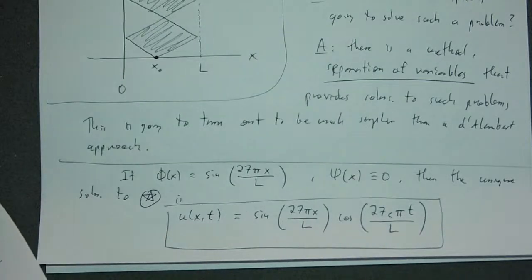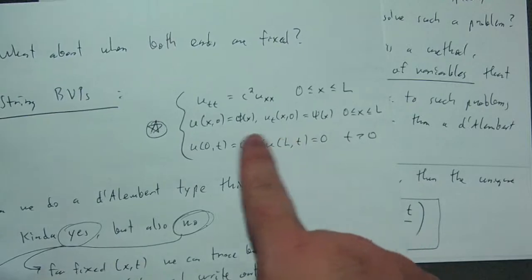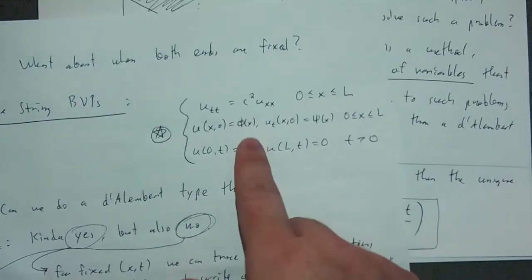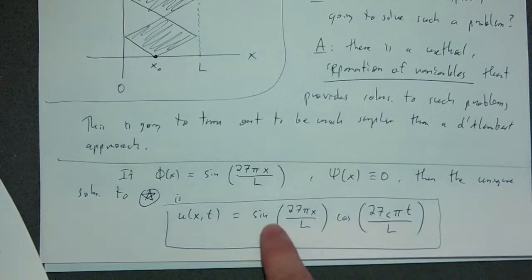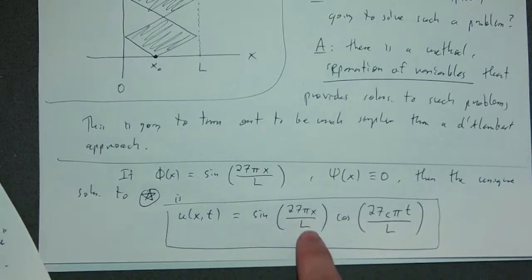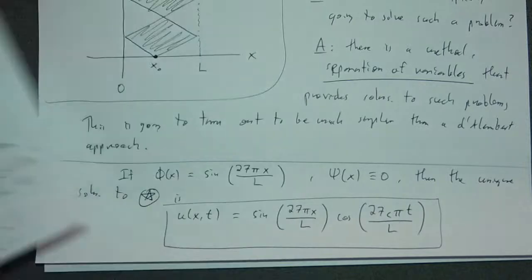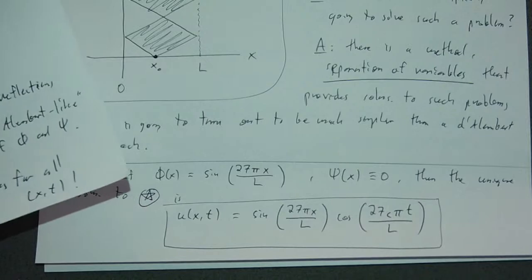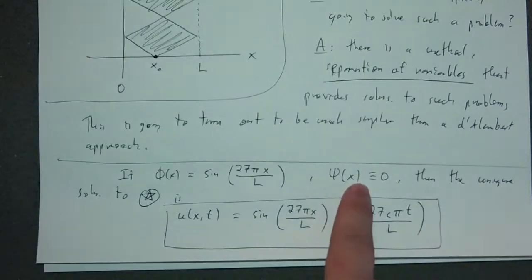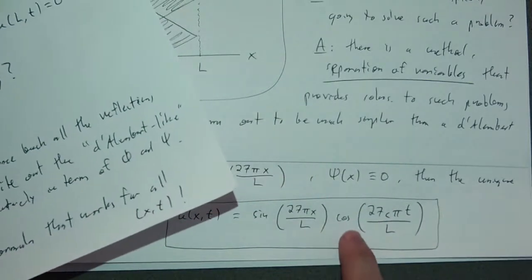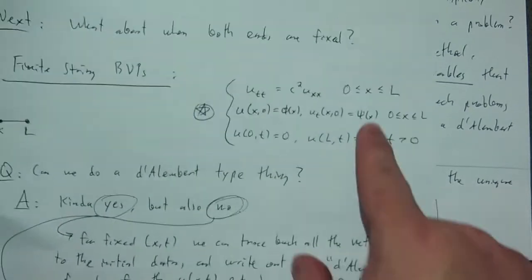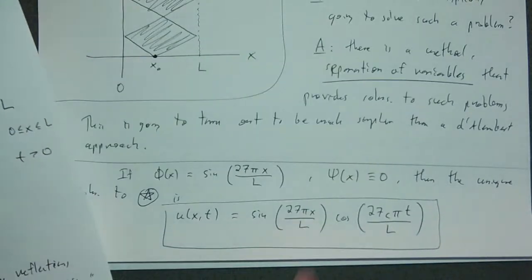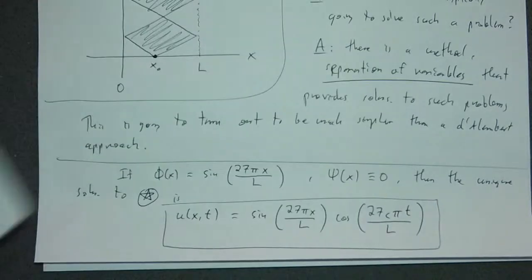It definitely satisfies the initial conditions, right? At t equals 0, this is cosine 0 times sine of 27 pi x over L, which is exactly phi. Taking the t derivative here and evaluating at t equals 0, I will get 0, because this will turn into a sine, and then sine 0 is 0. So it satisfies all those conditions. Then you can quickly check for yourself that it also satisfies the wave equation. And that's it. We're good to go from that point.